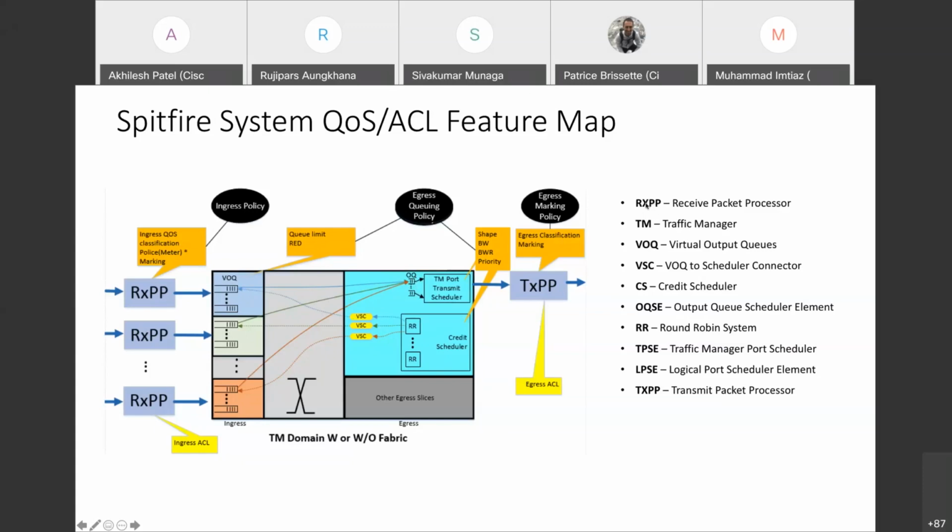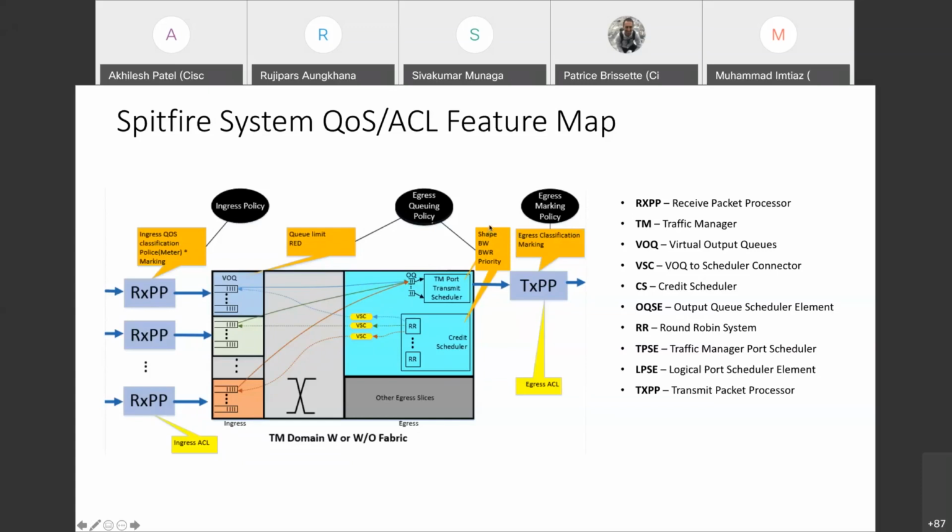Sorry to interrupt you. Would VSC be unique to each slice or each VOQ? Because each slice has 8 VOQs. Yep, each slice. Because you have a combination of VOQ and VSC, right? That combination will become unique per slice.